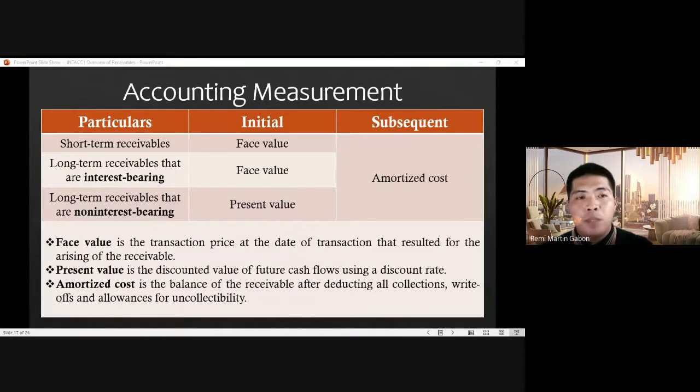Okay, so yan, for short-term and long-term interest-bearing, face value yung initial measurement. But for non-interest-bearing, present value yung initial measurement. But regardless the type, we have it amortized cost for subsequent measurement.